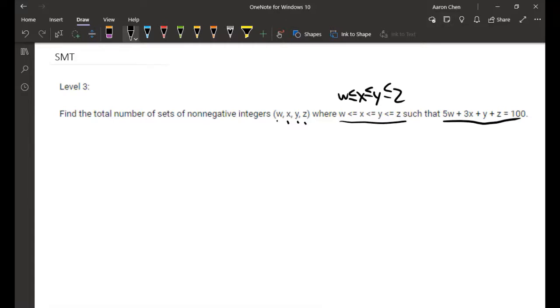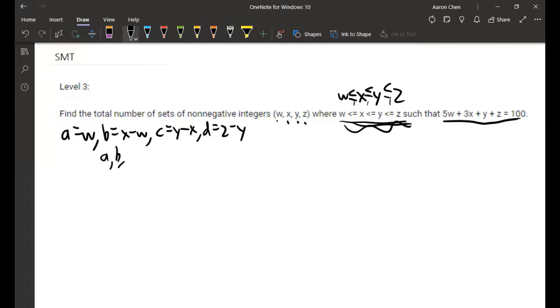So the first thing we can do is make a substitution. The point of the substitution is so that we can satisfy this condition without having to use these less than or equal to signs. Let a equal w, b equal x minus w, c equal y minus x, and finally d equal z minus y. Because of these inequality signs, we know that a, b, c, and d are all at least 0, which just means they're all non-negative.